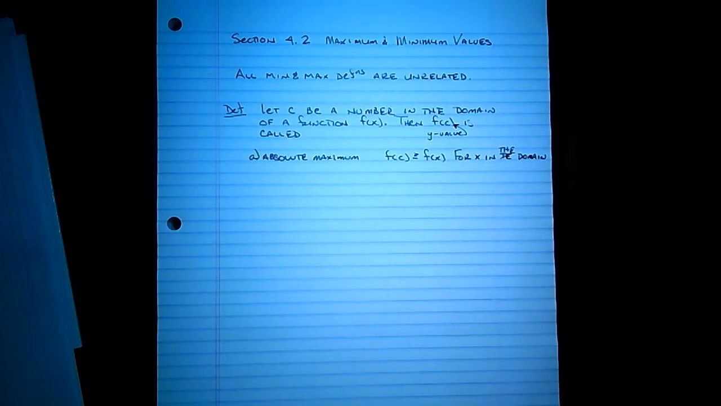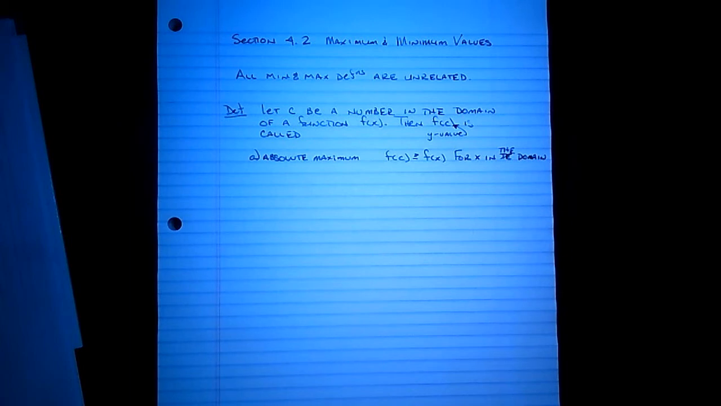All right? So if our y value is the largest y value, then we refer to that as an absolute maximum. It is clearly the biggest point in terms of y. It is the largest y value. If we're looking at the graph, it is the tallest point on the graph. It is where the graph reaches its apex, if we want to think about it that way.